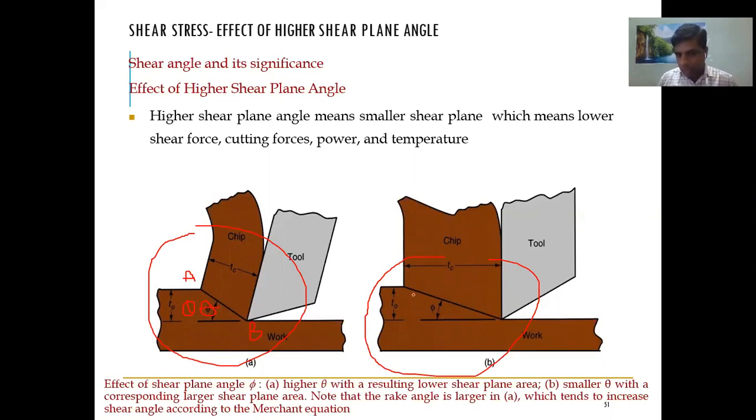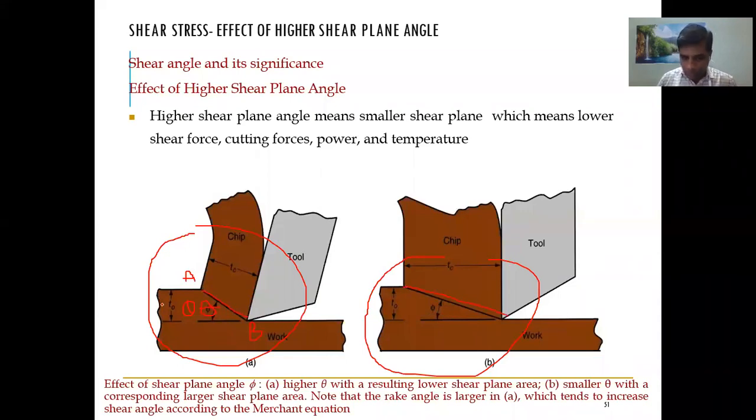So A angle is more than B angle, right? So you see here, if A angle is more, then whatever the length of this line is, it is less than the length of this line. This line length is higher because its angle is less. Because this angle is less, your length is more. Here the angle is higher, this length is less.